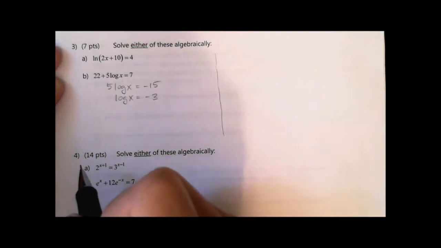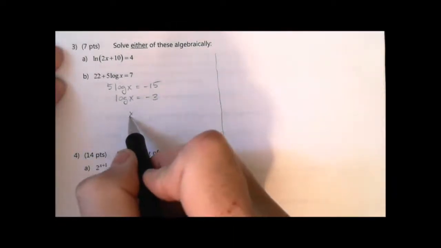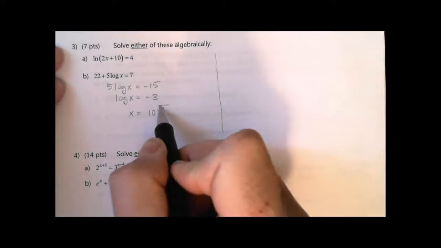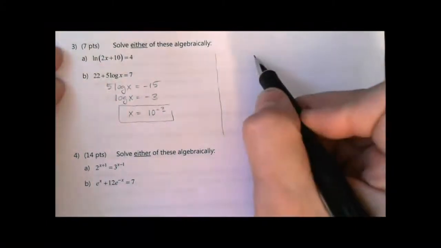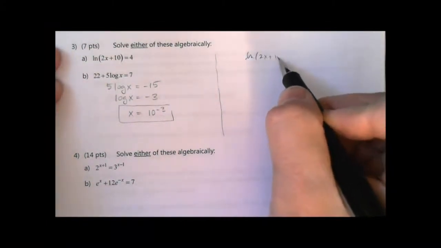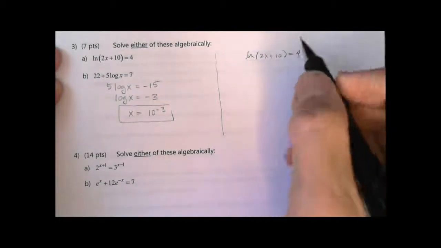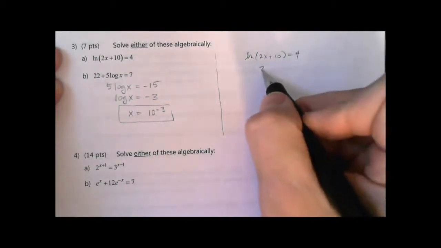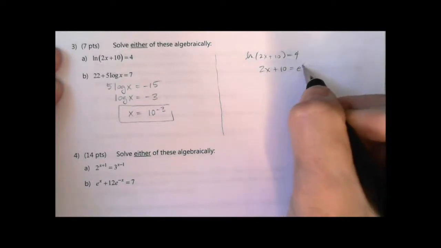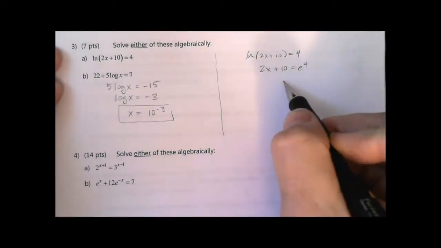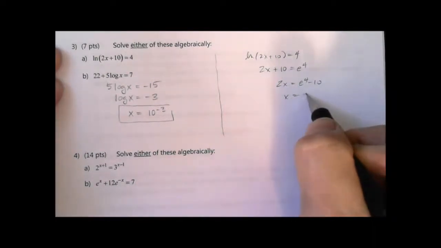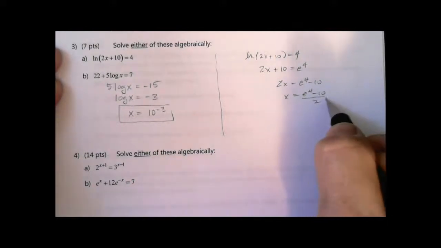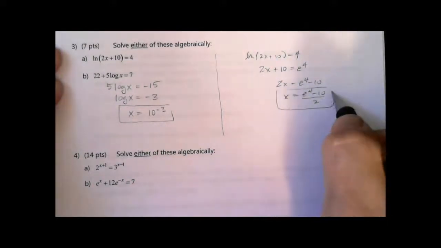Remember, the range of log x is all real numbers, so there's no problem having the log of x be a negative number. We just can't take the log of a negative number. Now the second one, ln of (2x plus 10) equals 4, is already a single logarithmic expression, so we can write this as 2x plus 10 equals e to the 4th. And subtracting 10 from both sides and dividing both sides by 2 gives our solution.